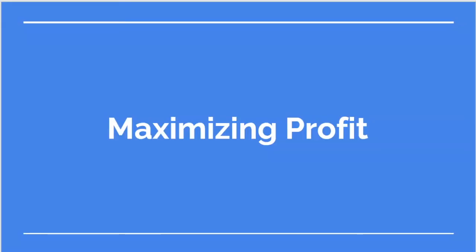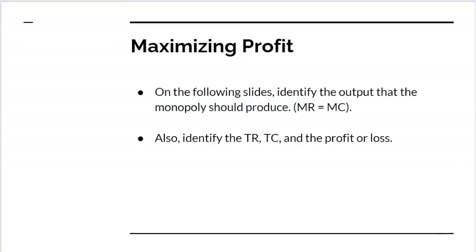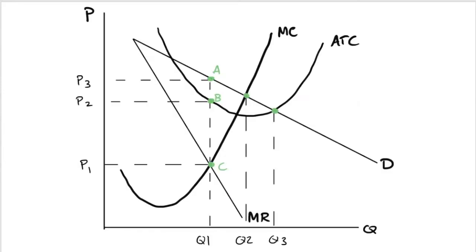All right, so let's talk a little bit more about the maximization of profit, that MR equals MC point. On the following slides, what we're going to do together is identify the output that the monopoly should produce, the MR equals MC. We're also going to say where the total revenue is, where the total cost is, and the area of profit or loss. So let's look at this. We have our downward sloping demand. Remember, demand also equals our price. So here, where is this firm going to produce?